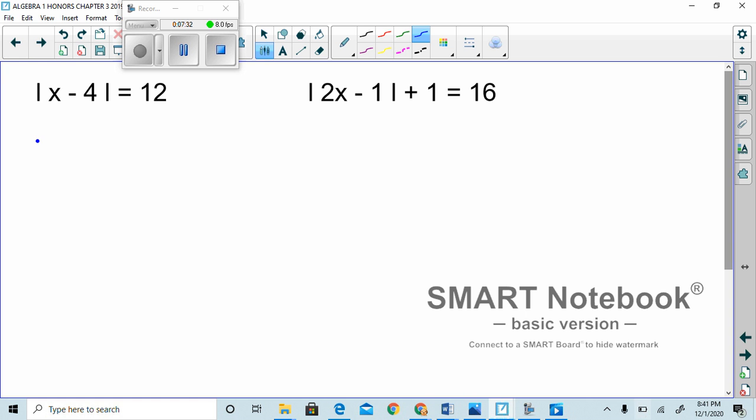Absolute value, we spent some time yesterday reviewing. We solved twice. And again, recalling that when there is something attached to that, we need to isolate the absolute value expression first. Try these two, and we'll review.